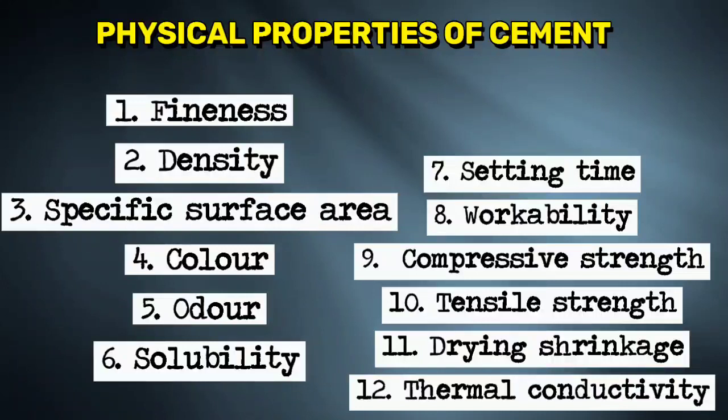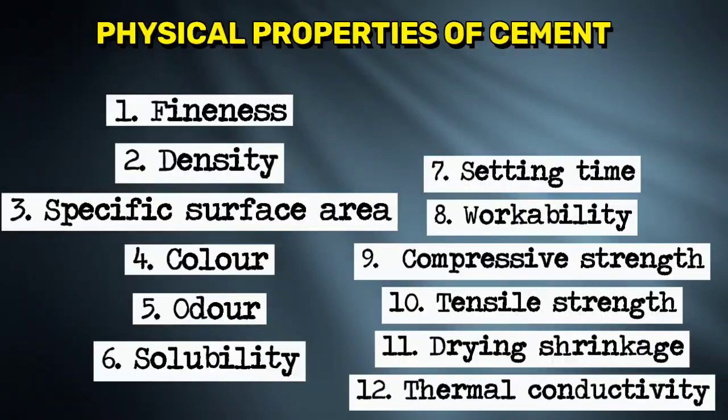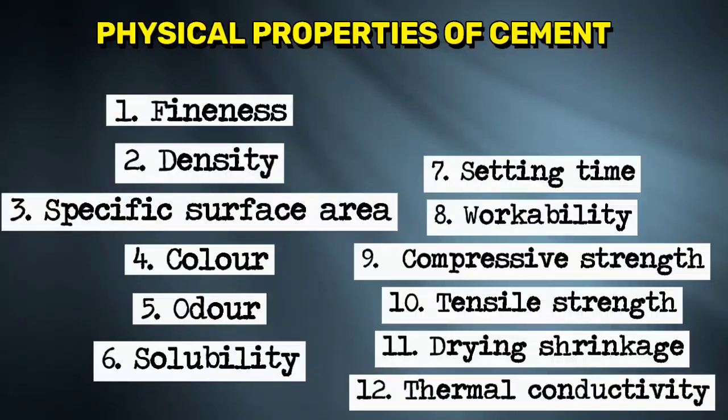One we will be considering here is fineness, the particle size distribution of the cement. Okay, it affects its reactivity and strength development, of course, by increasing its surface area. Then we have density, that's the mass per unit volume of cement, and it's typically around 3.1 to 3.2 gram per cm cubed. Then we have specific surface area, that's the total surface area of cement particles per unit mass, which also affects its reactivity.